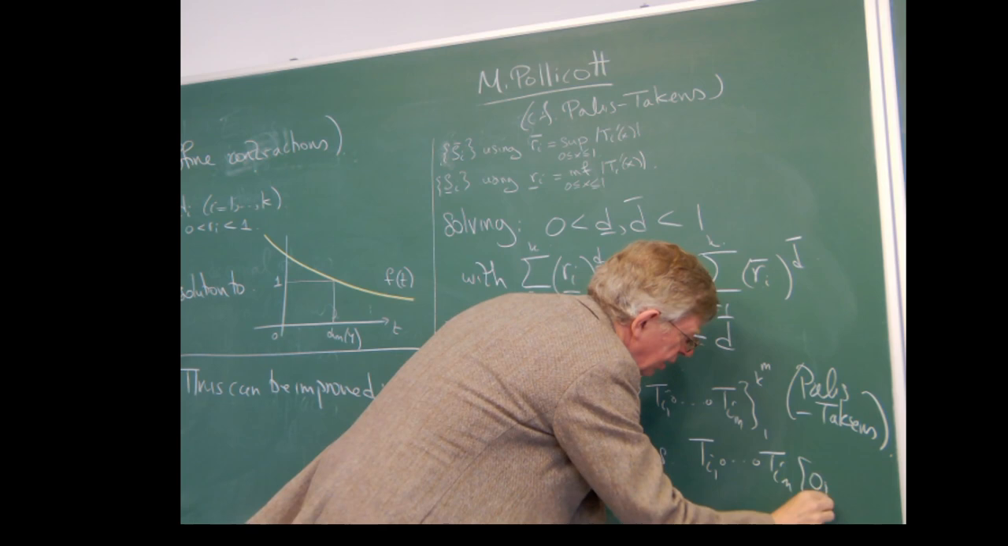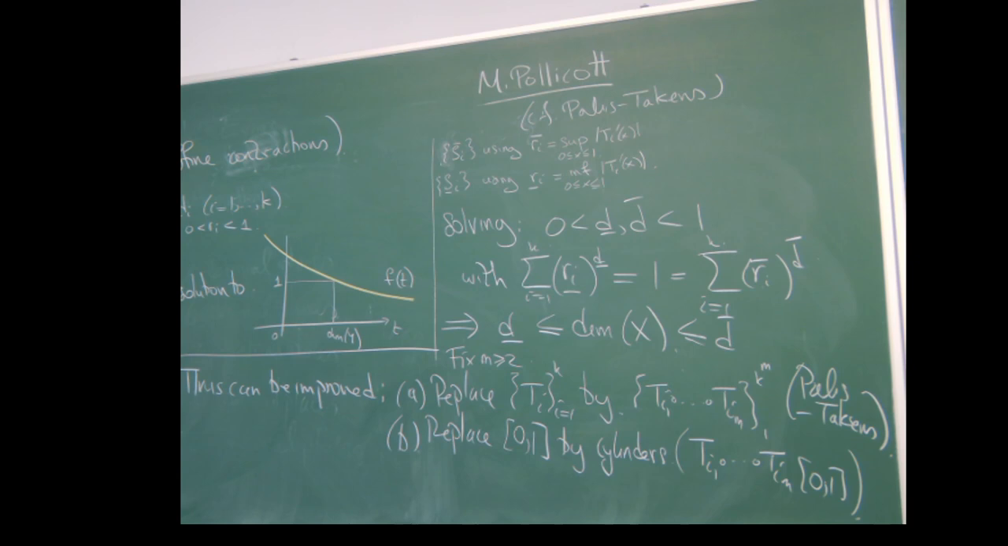So I still have the same maps, T1 up to Tk, but now I'm going to look at them not on the interval 0, 1, but I'm going to see what the images look like for these smaller intervals. And the advantage of this is that I can do a similar trick to up here. I can bound the derivative of each of the Ti's, but now on a much smaller interval. So again, that gives me bounds to get closer and closer together. These are not very sophisticated methods, but they do give you some sort of bounds.